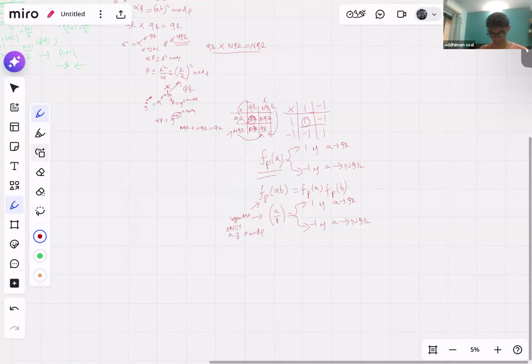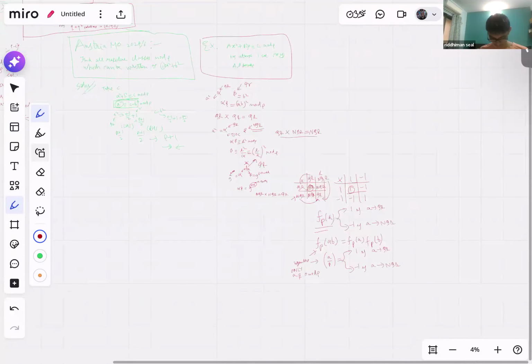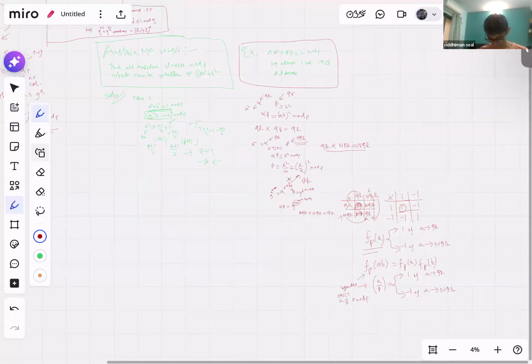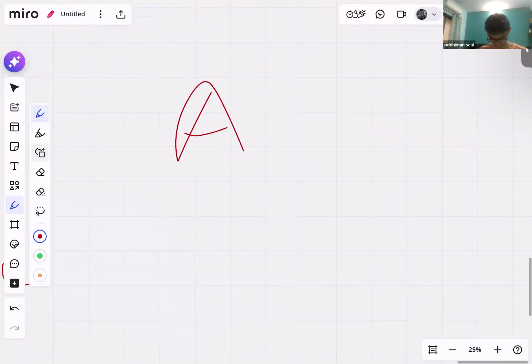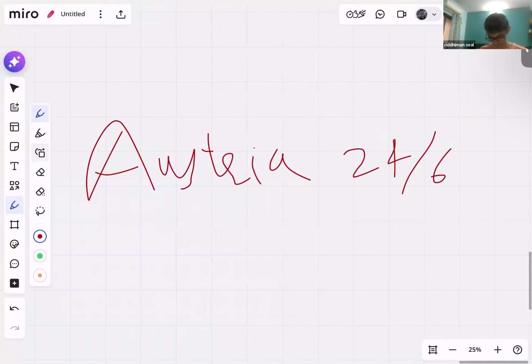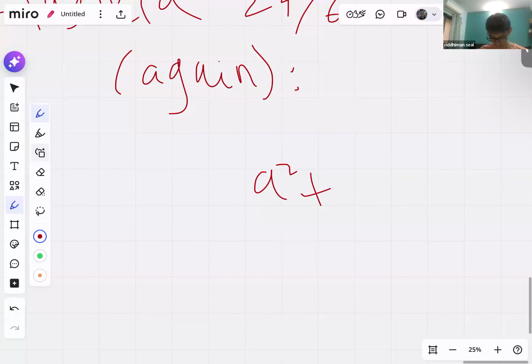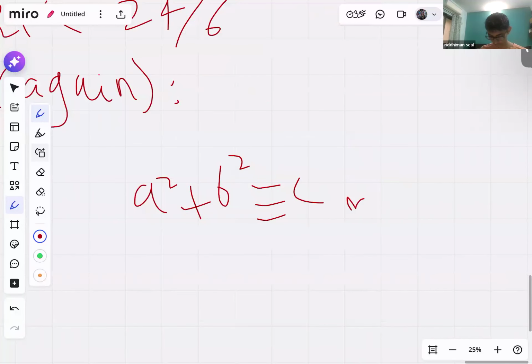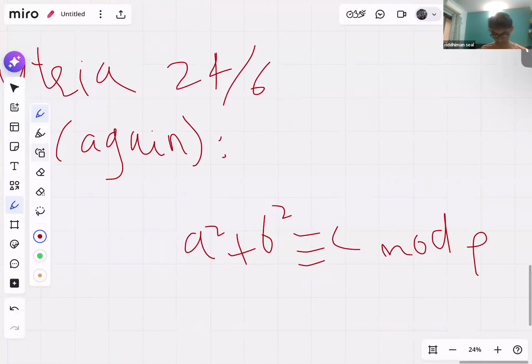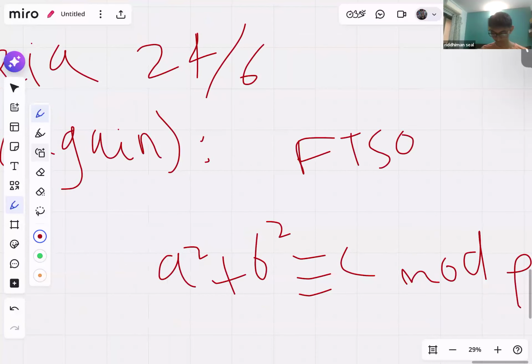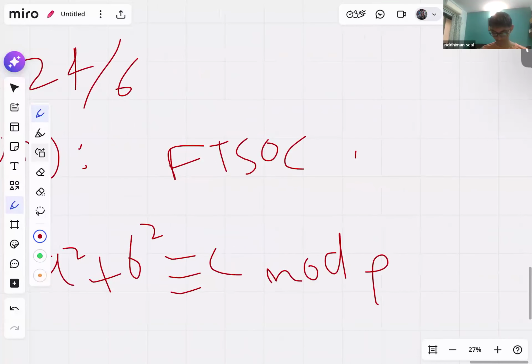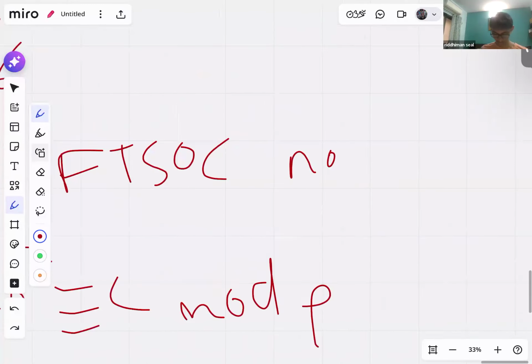Okay, yeah, we can do the previous problem in another way. Come back to Austria INMO. We want to show that A squared plus B squared congruent to C has a solution, so we assume that for some C this does not have a solution. For some C there is no A and B.